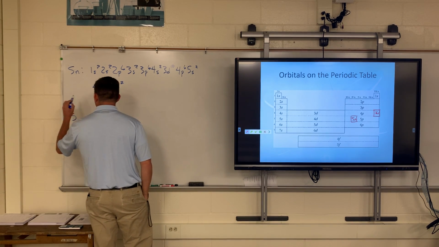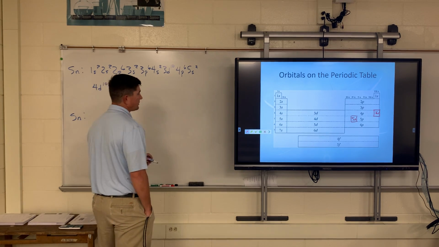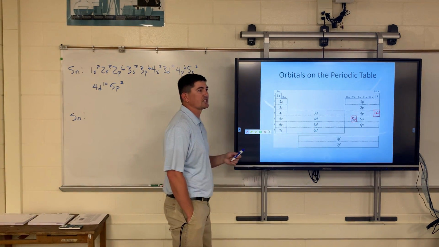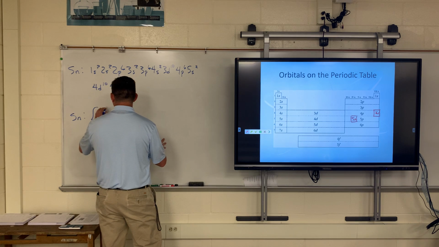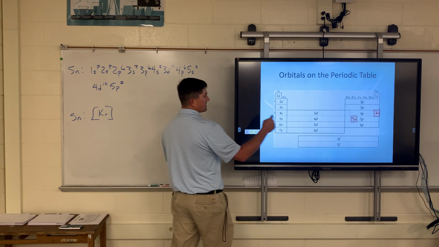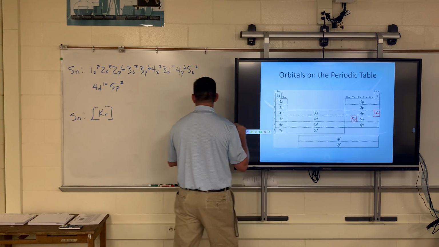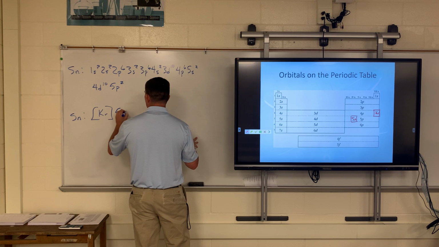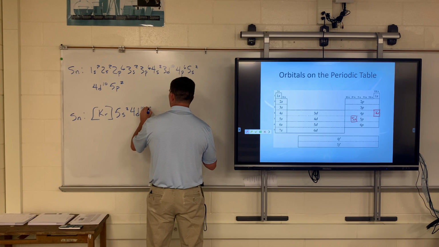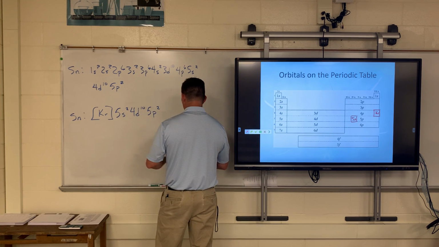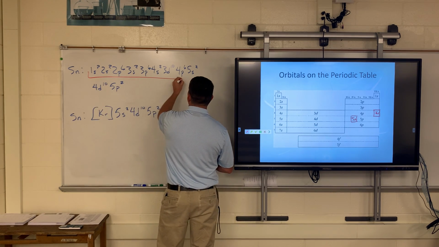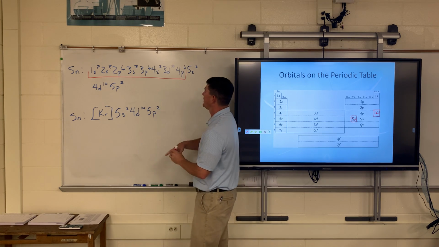If we're doing the noble gas notation for tin, then we get to say, okay, all of the first 36 electrons are taken care of by just saying krypton core. Okay, put krypton in brackets, krypton core, and then we just have to list the electrons that are on this fifth period. Okay, so that's starting with 5s2, 4d10, and then 5p2.